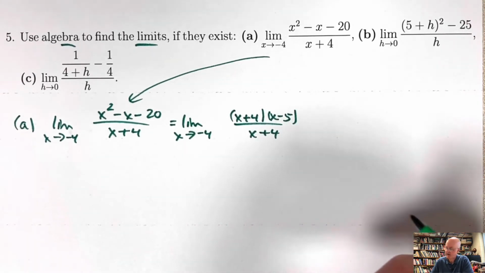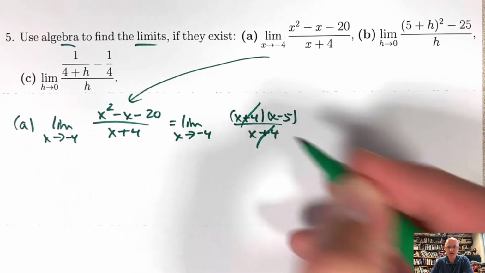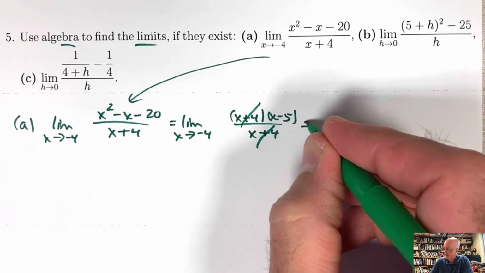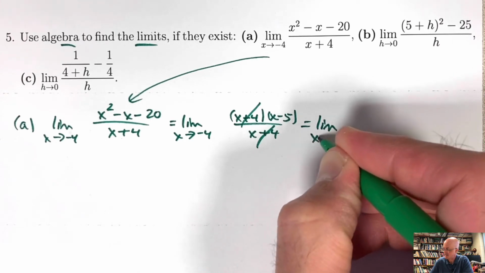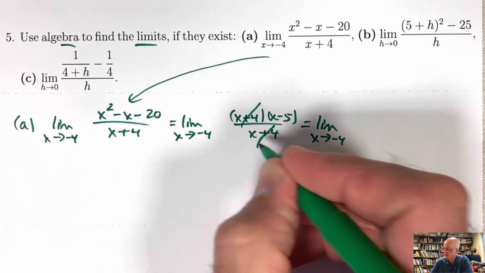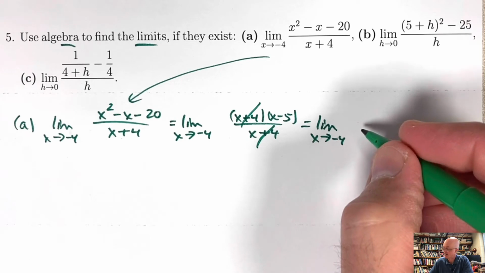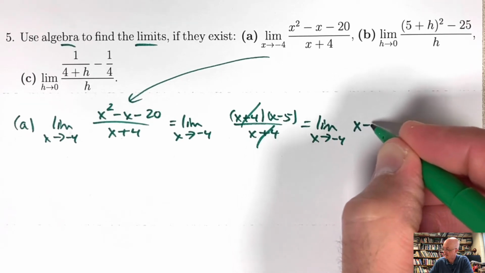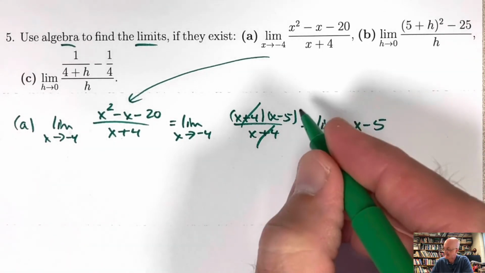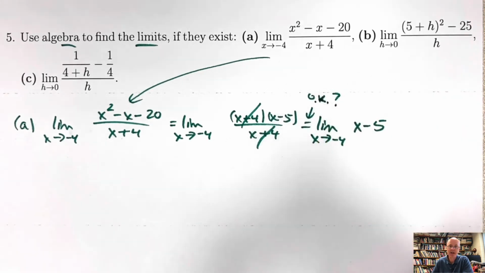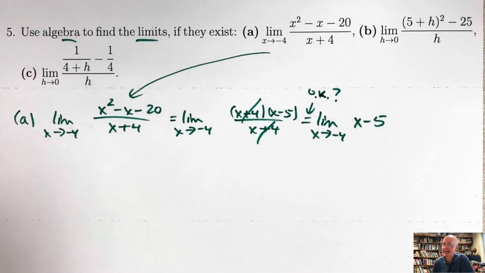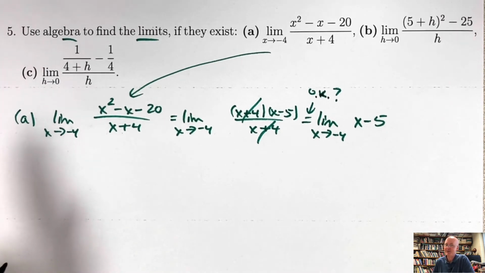And we can simplify this expression, cancel those x plus 4s, and is this valid or not? Can we say the limit as x approaches -4 of this expression is the same as the limit as x approaches -4 of just plain old x minus 5? Is that okay to do that? It turns out it is okay, though you can't just do it without thinking about it.